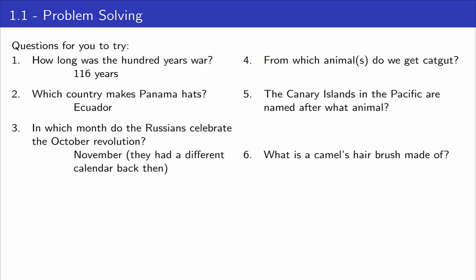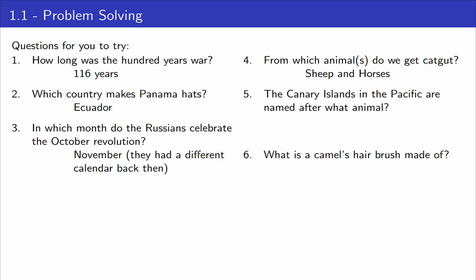From which animals do we get catgut? Pause if you need to. Figure out the right answer. What it boils down to is the right answer could be found on the internet or something. Figure it out. What animal do we get catgut from? Alright, assuming you have checked that out, I'll go ahead and show you the answer. Maybe you found it. Sheep and horses.